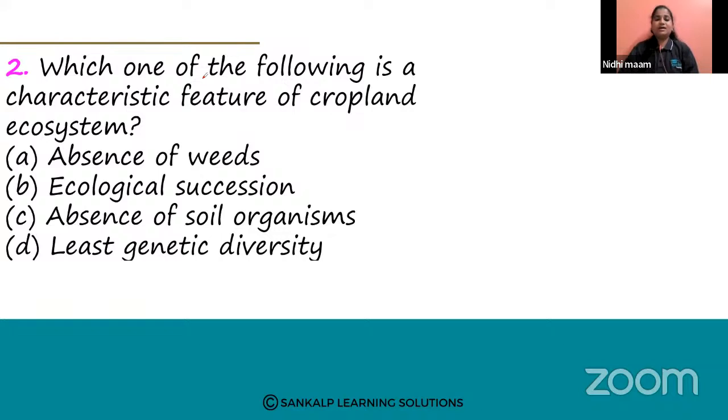Which one of the following is a characteristic feature of cropland ecosystem? A. Absence of weeds. B. Ecological succession. C. Absence of soil organisms. D. Least genetic diversity. See here, I am discussing the examples which we already discussed in the last class. Because in the last class I took only up to 20 minutes, and due to the technical issue, the class was suspended. That is why this is a repeated question. These are repeated questions. Do answer it.